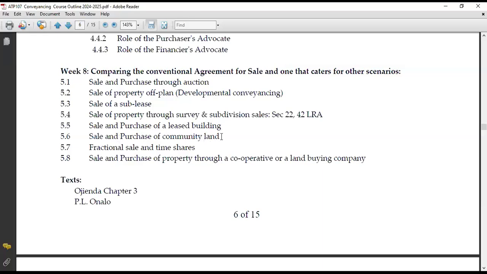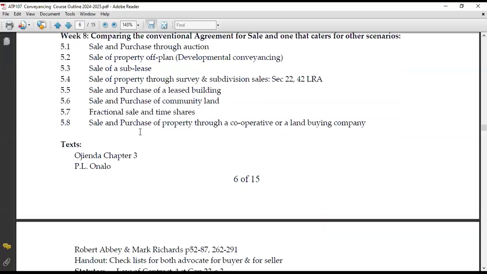Sale and purchase of community land. This is where we talked about conversion of community land to private land, or conversion of community land to public land. So that is sale and purchase of community land, because the government can buy community land or a private person. Fractional sale and timeshare, it has come. Sale and purchase of property through a cooperative, that has not come, so you need to know the process. 5.8, but through a land buying company, this one has come, where the land buying company's shareholders must pass a resolution, then of course the officials do the signing. But sale and purchase through a cooperative has not come.